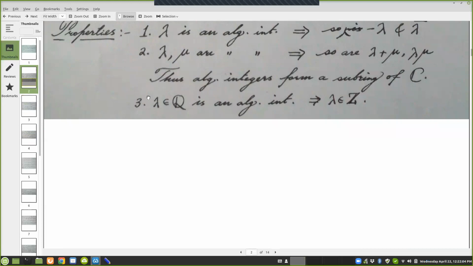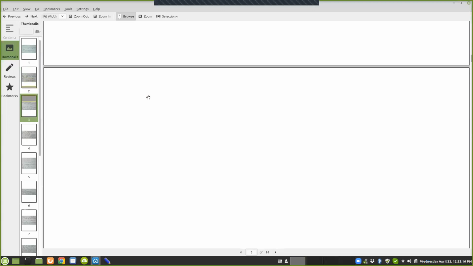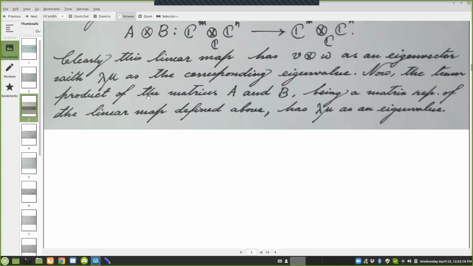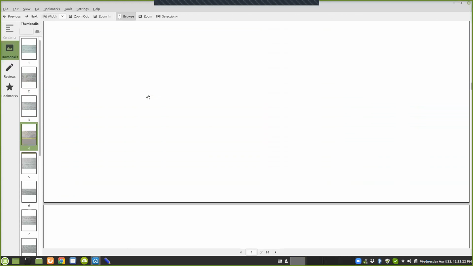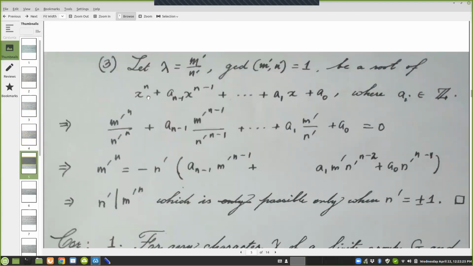It says that a rational number, if it is an algebraic integer, then it has to be an integer. So any rational number, unless it's an integer, is not allowed to be an algebraic integer. The proof of this is fairly simple. Since it is an algebraic integer, there is a polynomial with integer coefficients which has lambda as a root. Let's write lambda as m prime by n prime, where they are co-prime.